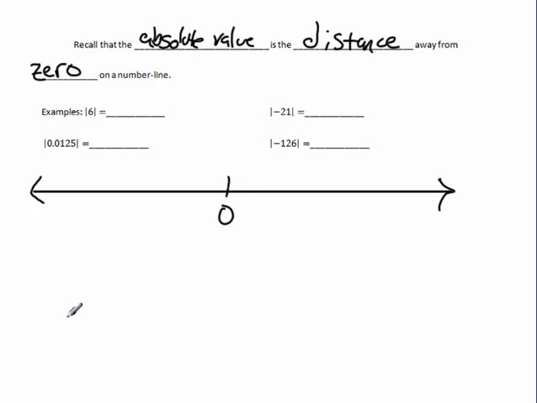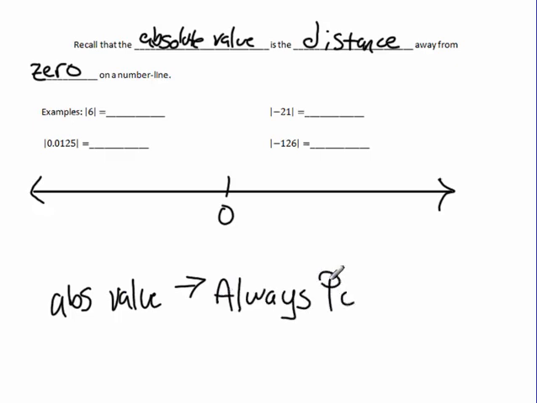Or we can say that whatever the value inside those bars is, it'll always be positive. So absolute value is always positive. Well, that's true in a sense that distance is always positive, right? We've never gotten in a car and driven negative 12 miles to grandma's house. That's never once happened.